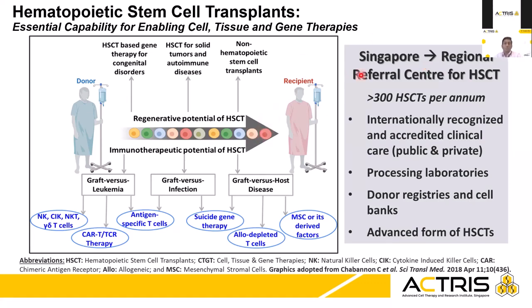I just wanted to stop here and highlight, since this talk is hosted by ACTRIS, a national platform mandated to facilitate discovery, process development as well as clinical scale manufacturing of cell, tissue and gene therapy products, that Singapore, for the past 3 decades or so, has been the regional referral center for hematopoietic stem cell transplants. Later in my presentation, I'll talk more about the clinical sites that we have. But I want to highlight that, as an island, we have been performing about 300 over transplants per annum. Given the size of the population we cater to and the patients who can access these therapies, this is in fact a very high number.